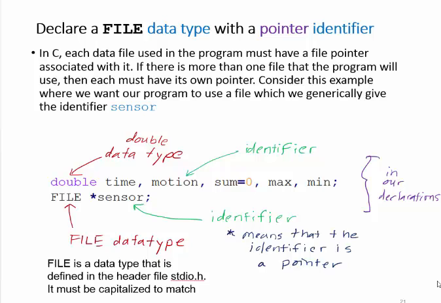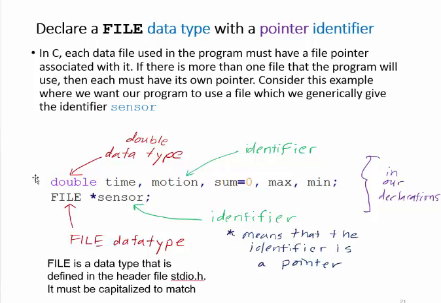So, steps in the program. The first thing, that's the example that we're going to use. The very first step is that you have to declare a file data type, and it will have to have a pointer identification. Again, this sounds like Greek, so let's look at my example down here.